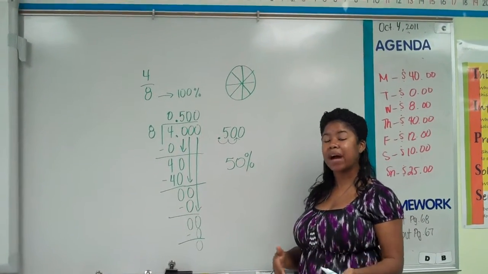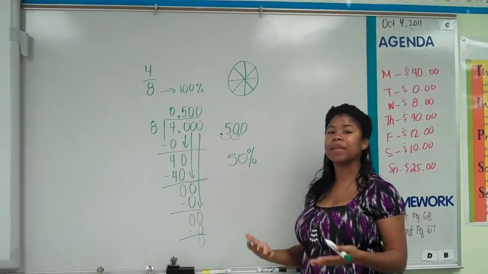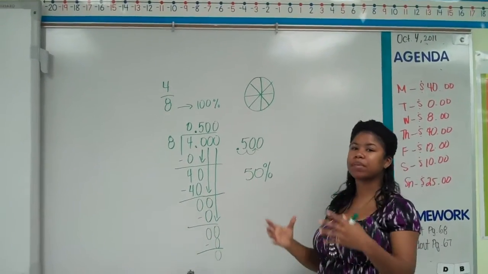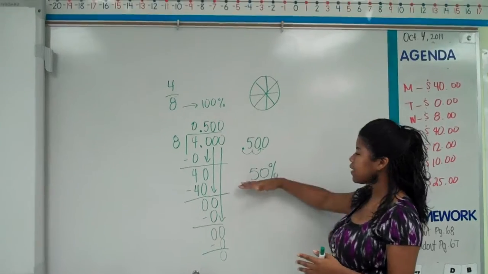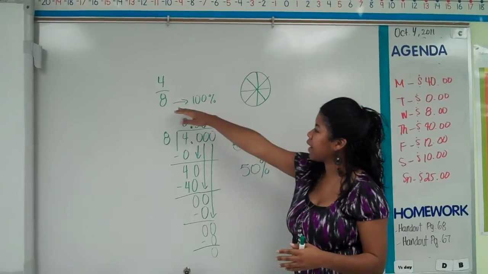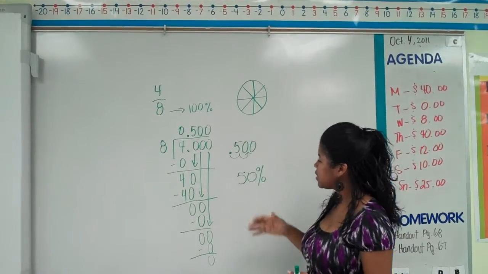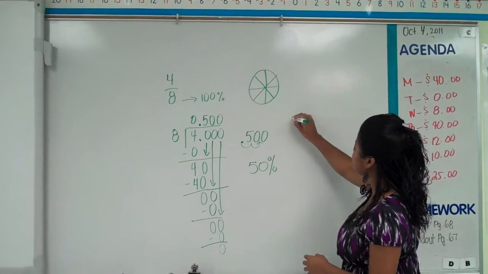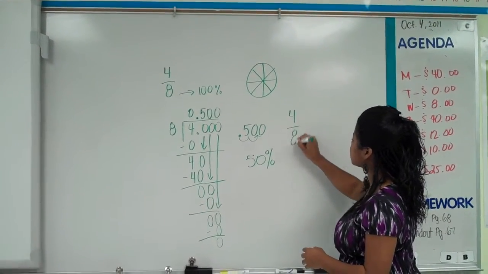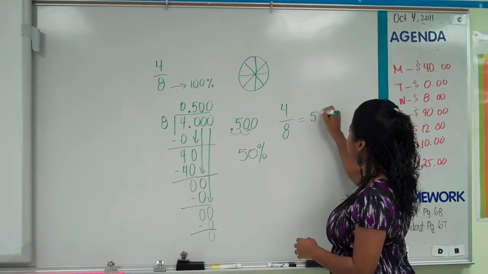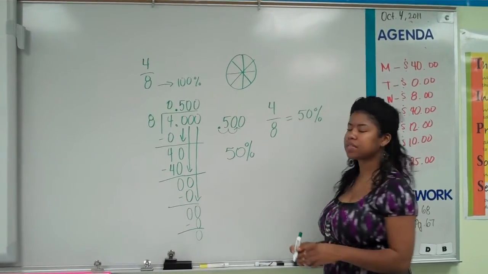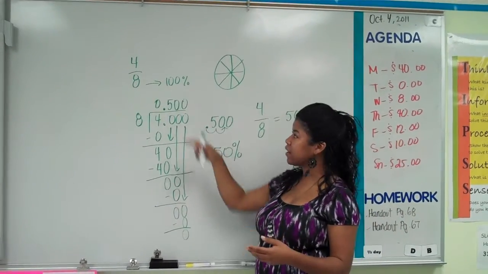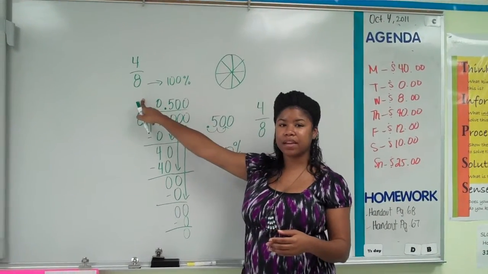Whatever your number is out of 100, that is what we mean by percent. So it's sort of like breaking the unit into 100 pieces, and if I were to do that, I would have 50 of them. So if I broke my whole into 100 pieces, I would have 50. So we can say that 4/8 is equal to 50%. 50 is half of 100, just like 4 is half of 8.